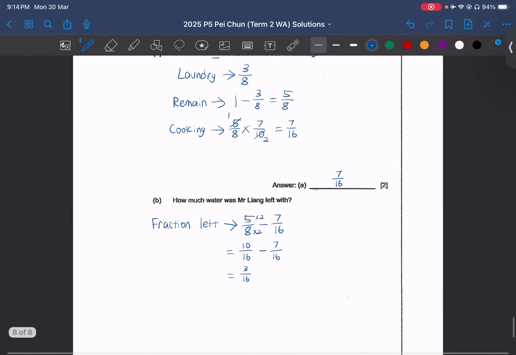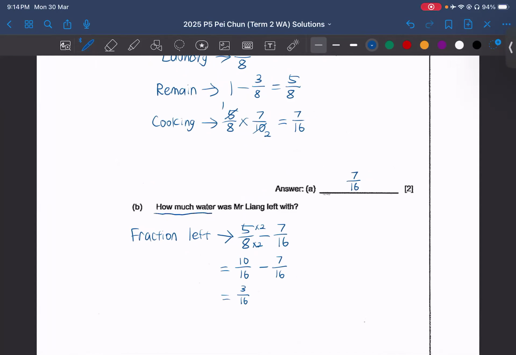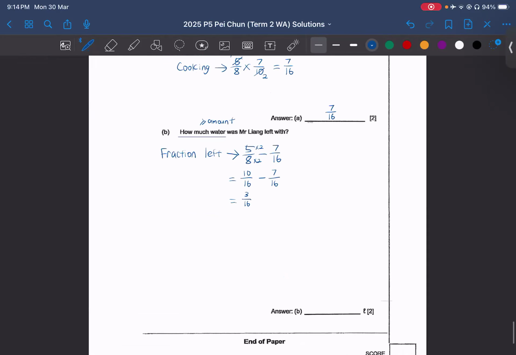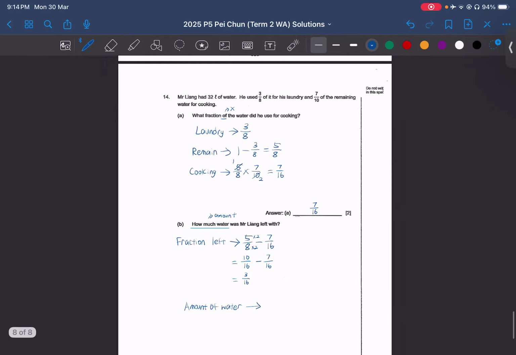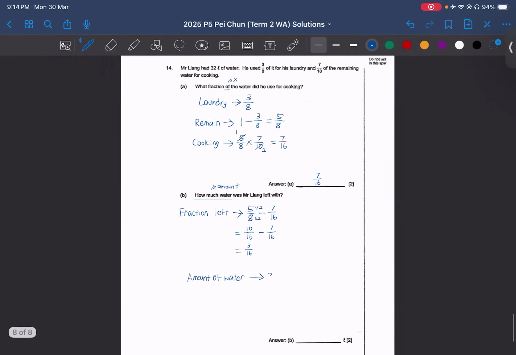So how much water, in this case, means the amount of water. So to find the amount of water, we will just take what he originally had, which is the 32 liters, multiplied by the fraction left, which is 3/16.